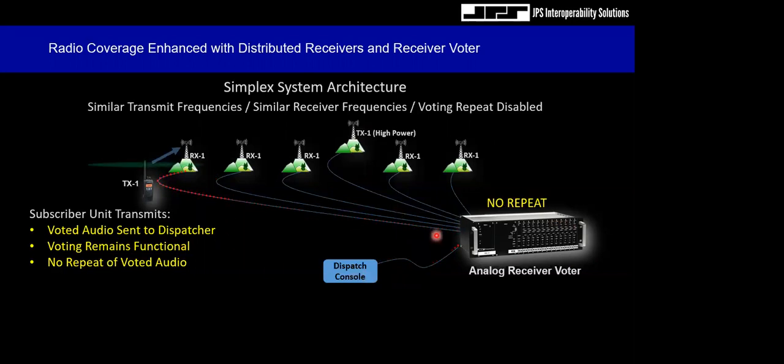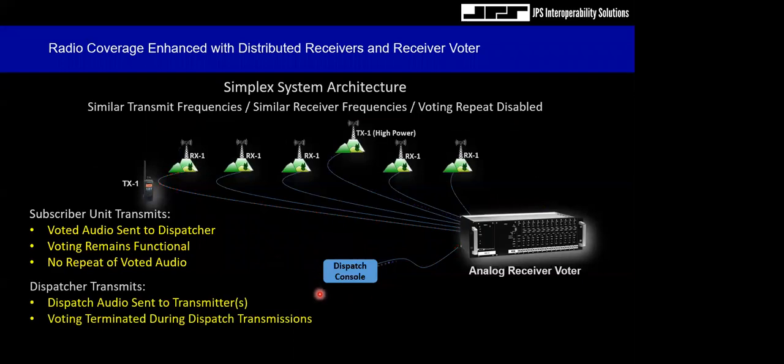So we negate the voting process. We still look for the site of best audio quality, but we take that information and deliver it to the dispatch position only. We do not send it to the transmitter, right? Because we can receive that information and we're going to create feedback.